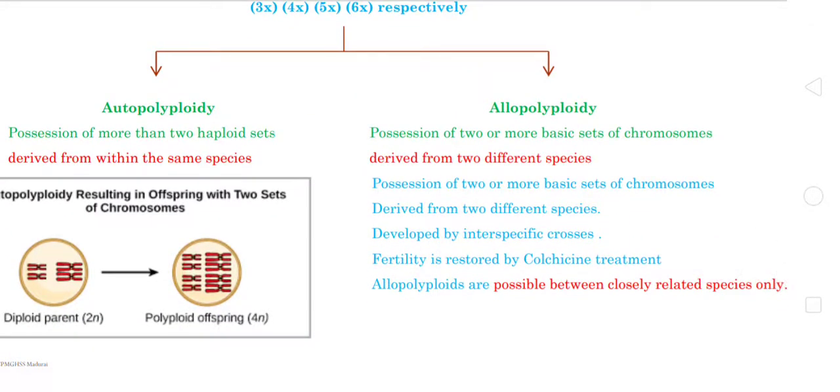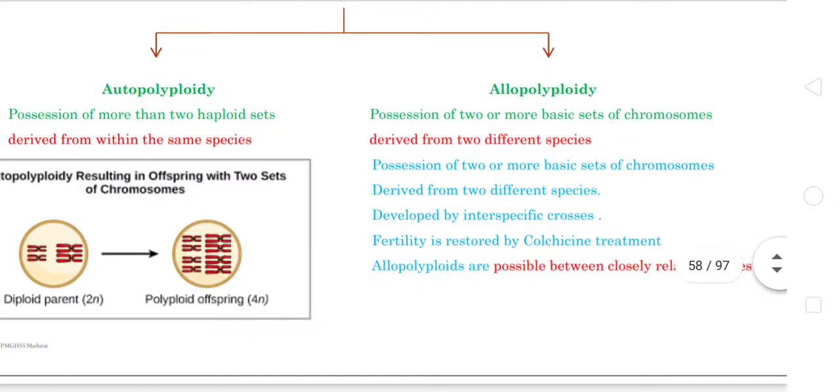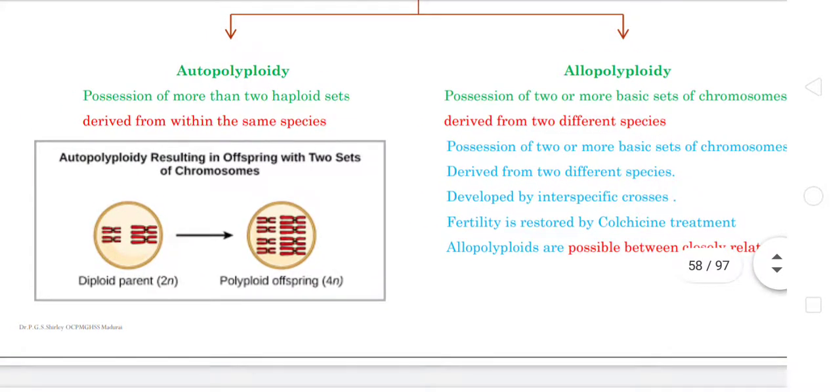So allopolyploidy means, as I already said in the definition, possession of 1 or 2 more basic sets of chromosomes which are derived from different species. Keep it in mind that they are derived from different species. So it is possible to intercross among them. Here fertility can be increased by applying a treatment with chemicals derived from one plant, Colchicum autumnale. From this plant we can get one chemical compound, the alkaloid colchicine. If you apply this colchicine, it can either double or triple the chromosomes, whatever number we need. So allopolyploidy is possible only with closely related species.